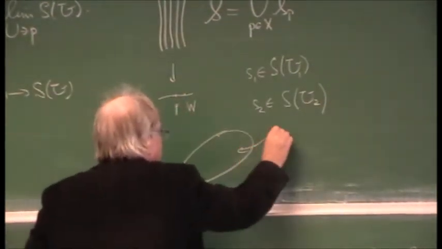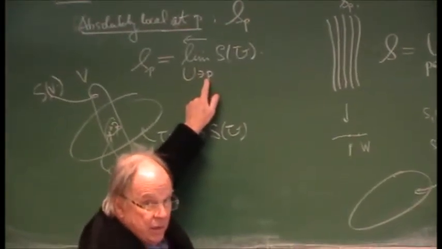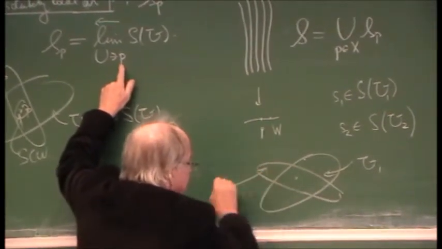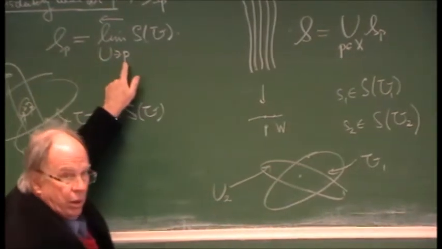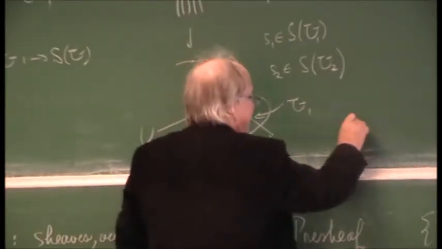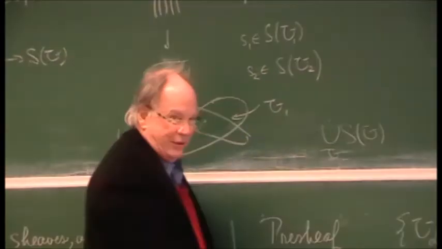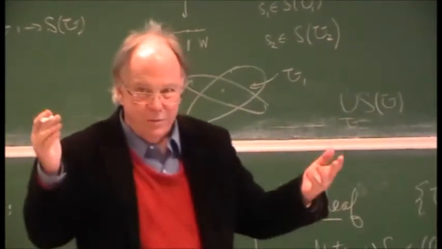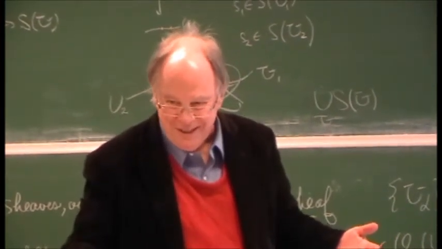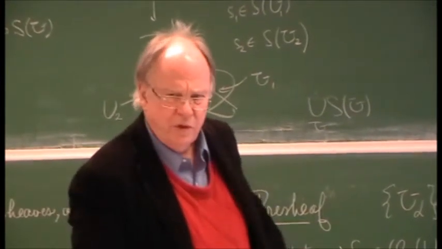Here's U1. Now, we're only allowing sets which contain P. So P's in here someplace. And here's U2. And now I'm looking at the direct sum of all of these groups. It's an unbelievable thing. I don't even know if it exists really. I hope there's no logical problem with this object existing. It's parameterized by the open sets, so it's probably not too bad.